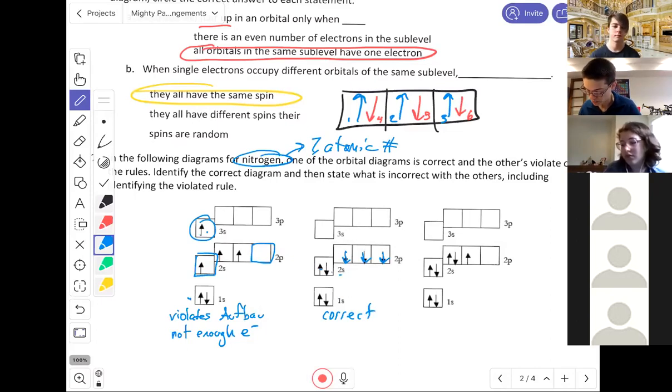And what is wrong with the last one then? It didn't fill up every box until they put in an opposite arrow. Right. So this one violates Hund's rule, but I'm going to say the empty bus seat rule.